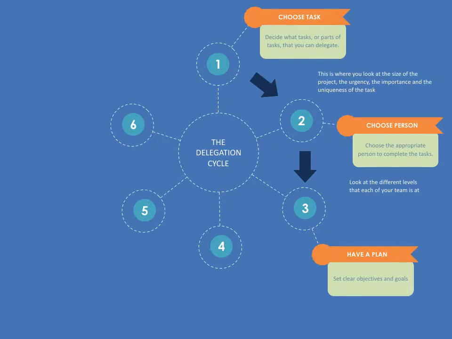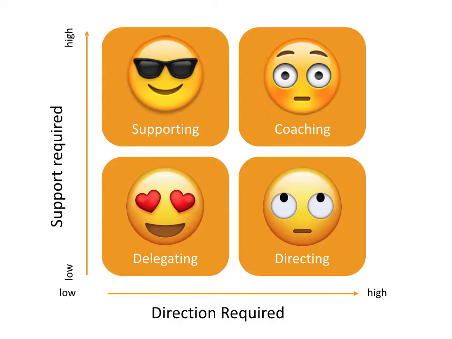The next step is to have a plan. You must ensure that you communicate clearly the objective and the goals of the task, and always provide clear instructions. Remember the 4 different stages in the situational leadership model. Decide what block the person you are delegating to is in. And then make sure you understand how much instruction, support, and guidance you need to give that person in order for them to complete the task successfully.